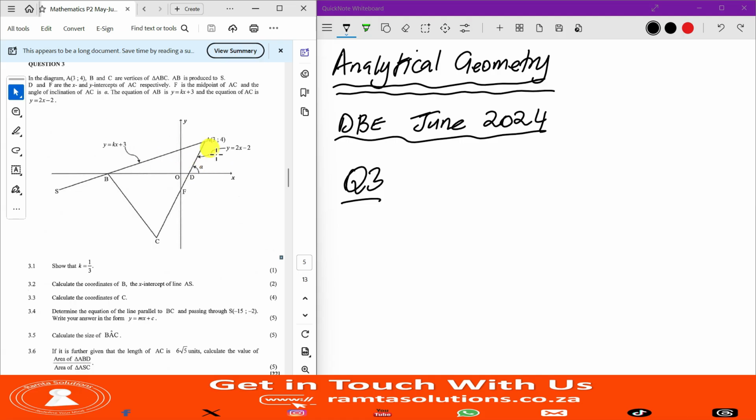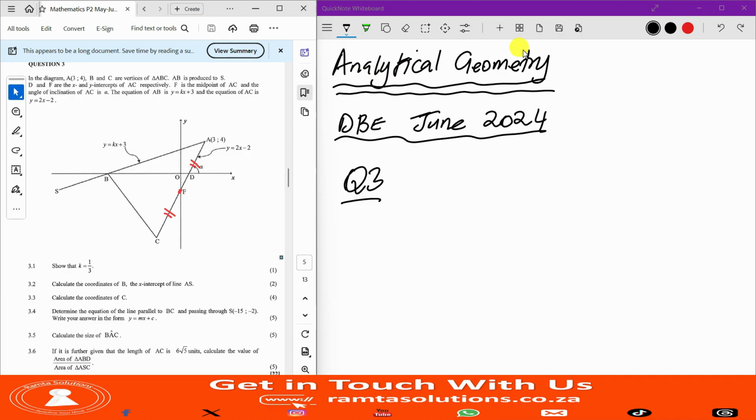The equation of AB is y = kx + 3. They showed it. And the equation of AC is y = 2x - 2, so this value here is 2. I need to highlight a few things here. This is a midpoint, so this point is equal to this point here. That's one thing we should remember.